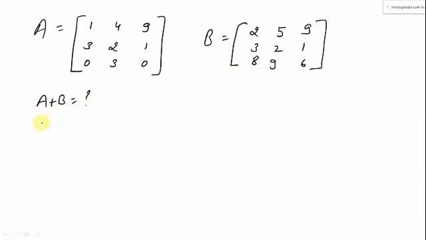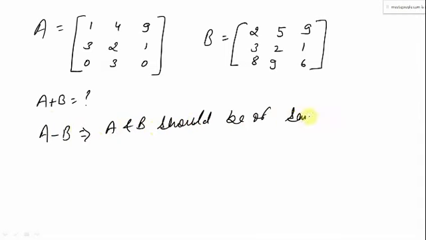Similarly, if you ask me to do A minus B, then also A and B should be of same order. Means subtraction can also be done, A minus B. So I'll write it as A minus B. Can I do A minus B for these matrices? Yes, because their order is same.